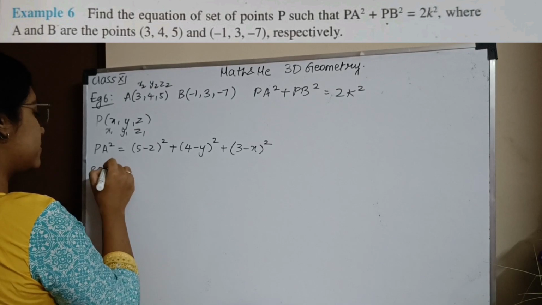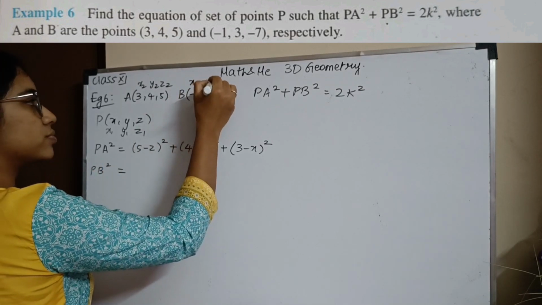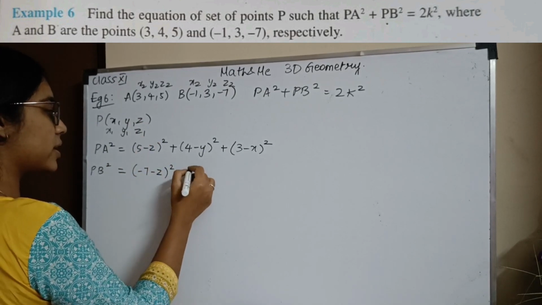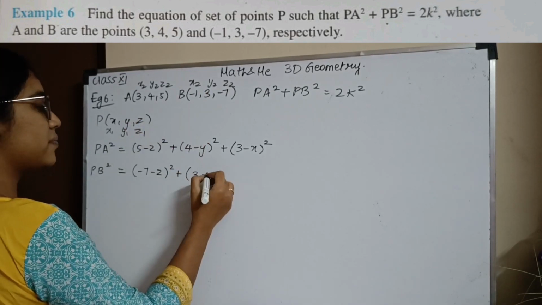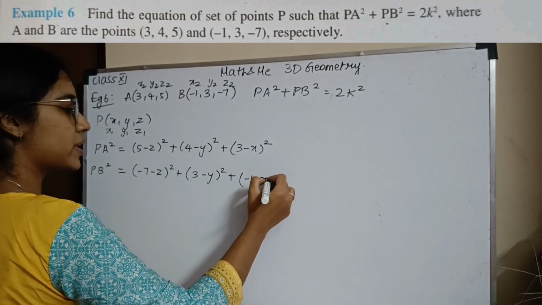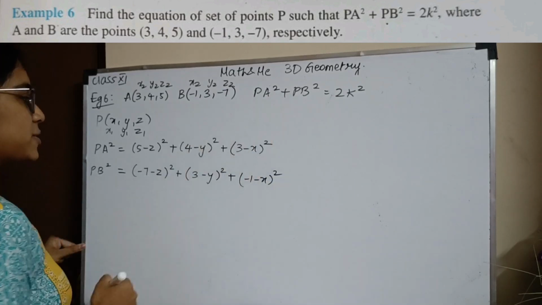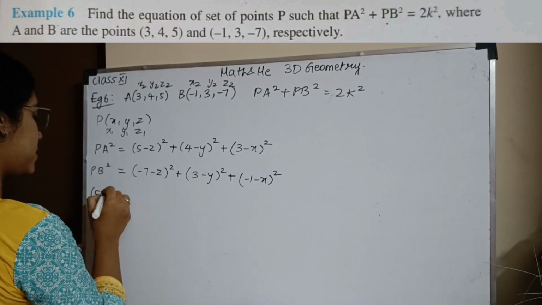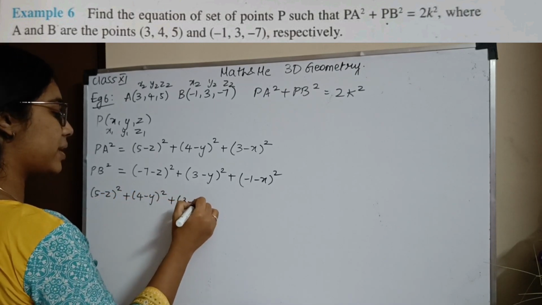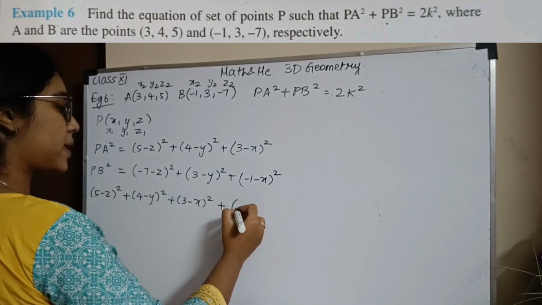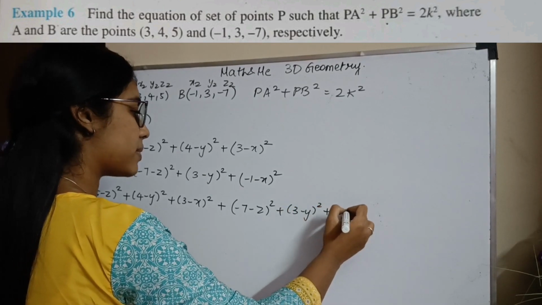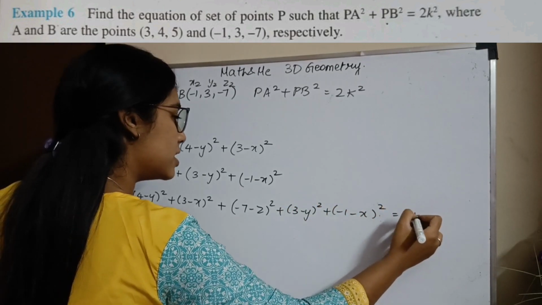Similarly, PB square. Now this will be my X2, Y2, Z2. So Z2 minus Z1 will be minus 7 minus Z the whole square, plus Y2 minus Y1, so 3 minus Y the whole square, plus X2 minus X1, so minus 1 minus X the whole square. So PA square plus PB square: I'll have 5 minus Z the whole square plus 4 minus Y the whole square plus 3 minus X the whole square plus minus 7 minus Z the whole square plus 3 minus Y the whole square plus minus 1 minus X the whole square equals 2K square.